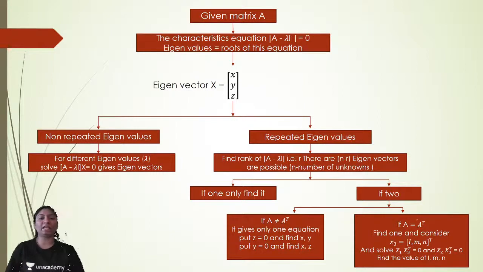If A is equal to A transpose, then the matrix is symmetric, otherwise asymmetric, and depending upon that we use the corresponding method. If A is equal to A transpose, find one eigenvector and consider the other eigenvector x3 as a column matrix of elements l, m, n, and solve x1 into x3 transpose and x2 into x3 transpose, which is equal to 0. Now find the values of l, m, n.